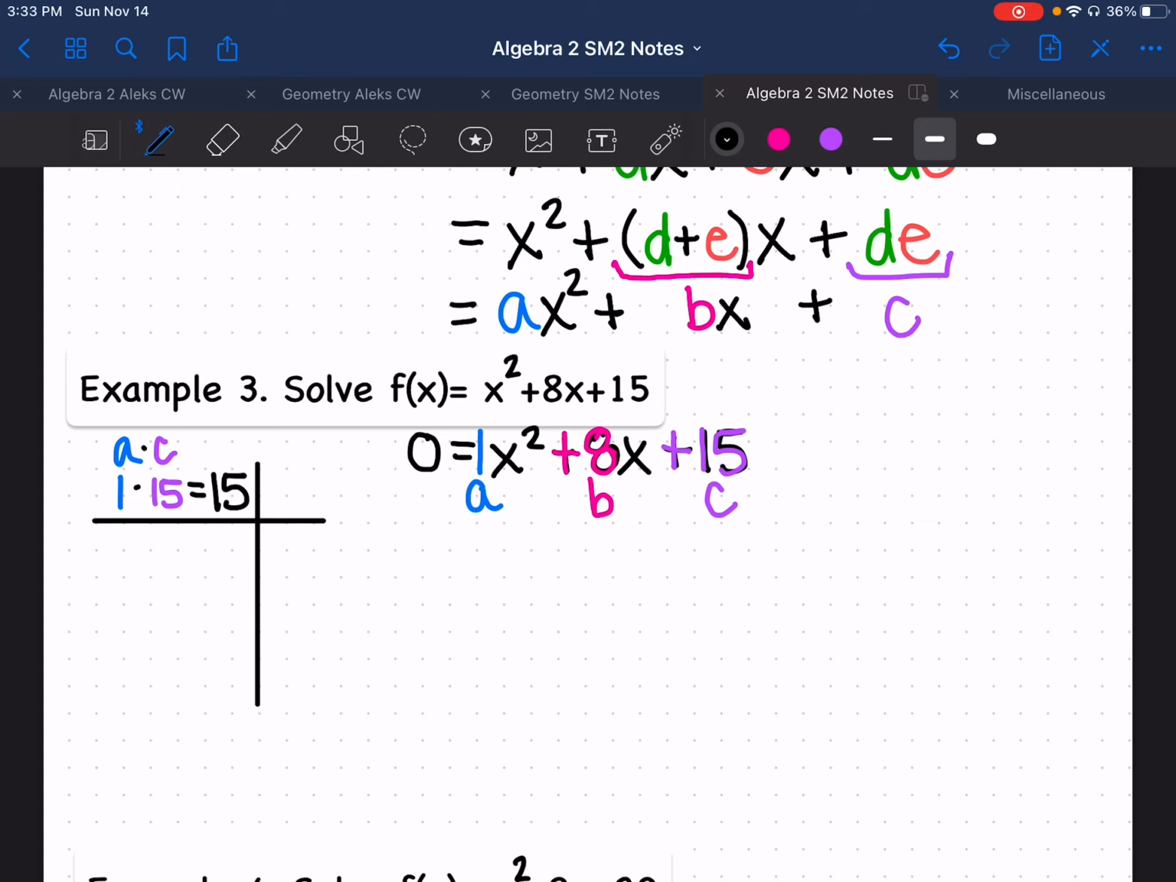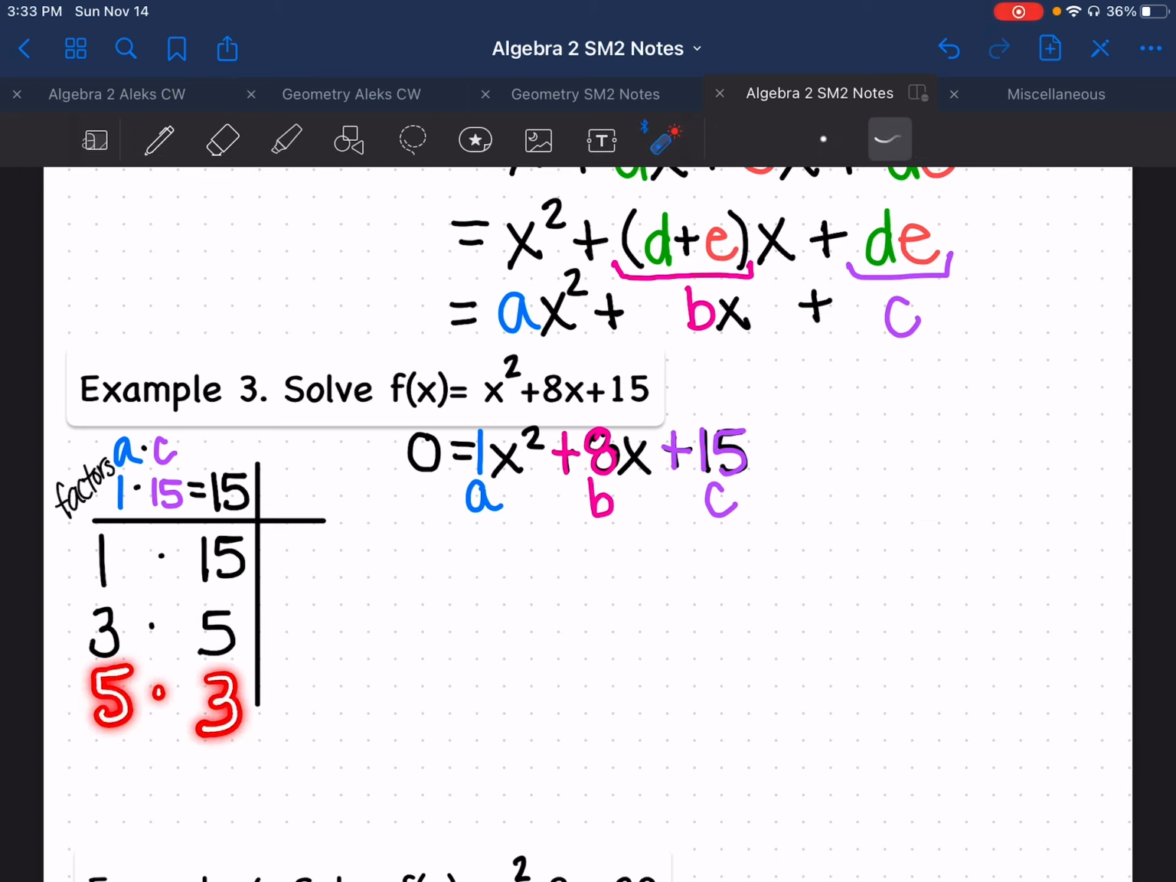Now, what we want to do on this side is write down all the factors. So we want the factors of 15. How can you multiply and get 15 for an answer? Well, you can do 1 times 15. You can do 2 times, nope, 2 doesn't go in. 3 times 5. And the next one would be 5 times 3. Now, I don't need to put 5 times 3 because it is the same as 3 times 5. And I can make 3 and 5 work just like I can make 5 and 3 work.